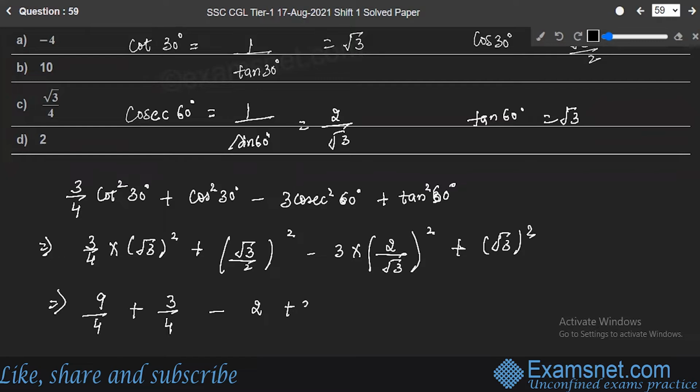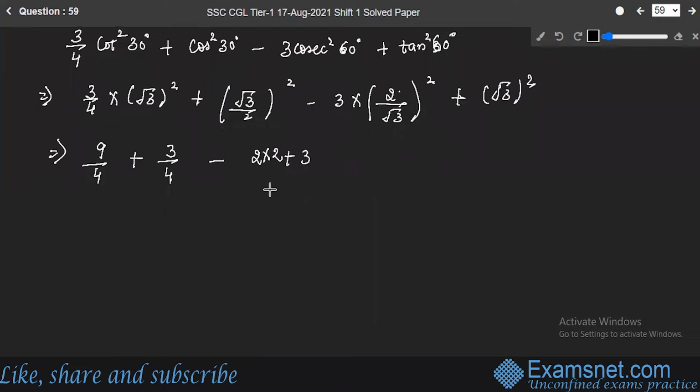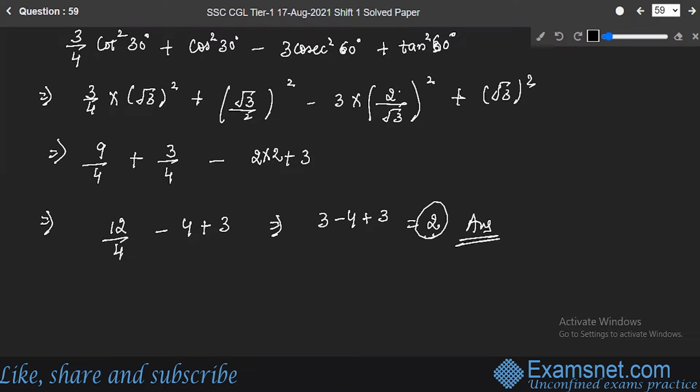and plus 3, correct? Wait, here will be 4. 2 twos are 2 square is 4. So here shall be 2 into 2, that is equal to 4. So what you will get over here, 9 plus this 12 upon 4 minus 4 plus 3. This gives you 3 minus 4 plus 3, which is equal to 2. And that is your answer.